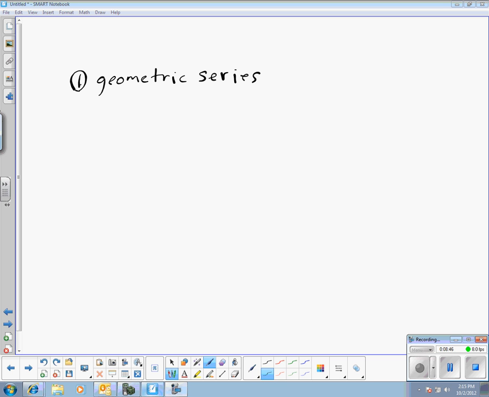The general form for a geometric series is this. The sum as n goes from 0 to infinity of a times r to the n. This is one example of where we usually do start with n equals 0 instead of n equals 1. The reason we start at 0 is so that our first term can be a, because when n is 0, r to the n is 1, and we're just left with a.